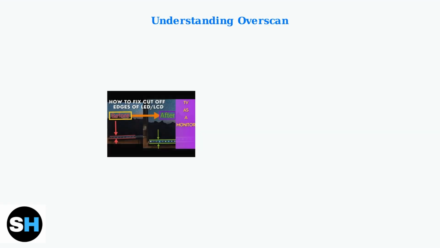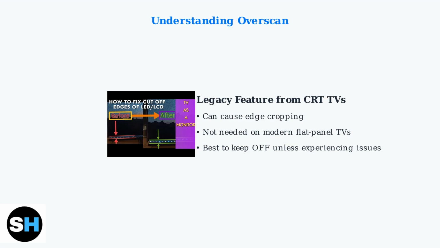Overscan is a legacy feature from older CRT television days. It can cause the edges of your picture to be cut off, as shown in this before and after comparison. Modern flat panel TVs typically don't need overscan enabled. It's best to keep this setting off unless you're experiencing specific edge cropping issues.